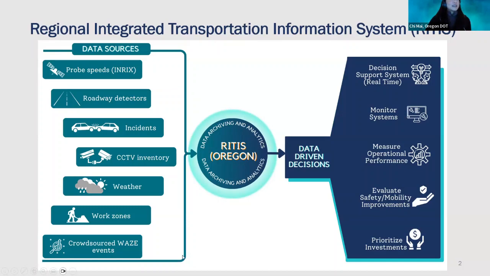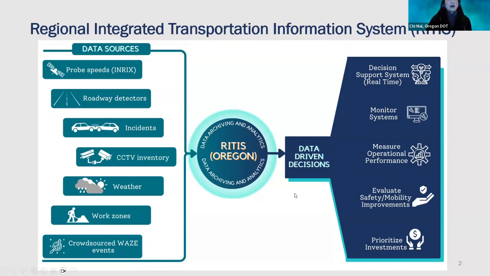On the left side are the data sources that ODOT provides to the CATT Lab. The major data source is the probe speed data, the INRIX data that we purchase so that it can be ingested. We also have a lot of roadway detector data through our ITS program. We have incident data, CCTV inventory, national weather data, work zone data, and we also have the crowdsourced Waze events.